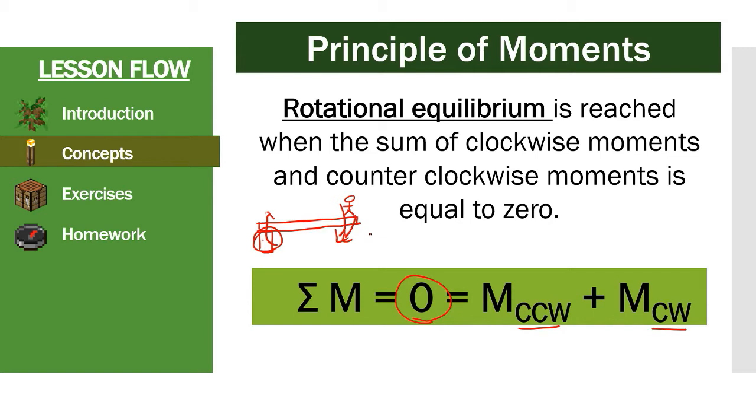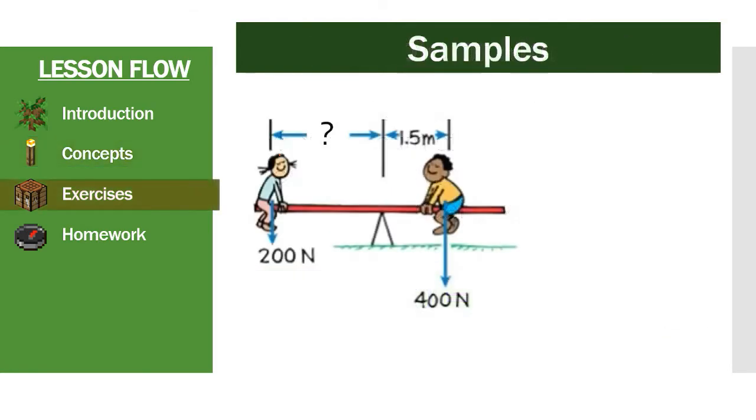Okay, so we want to solve for rotational equilibrium in moment problems. Now, here are some example problems. Let's start with a simple one. Okay, so let's say we have a 200 Newton child that is seated at an unknown distance from the pivot point, and he or she, I can't really tell, is balanced out by this 400 Newton child seated 1.5 meters away from the pivot point.